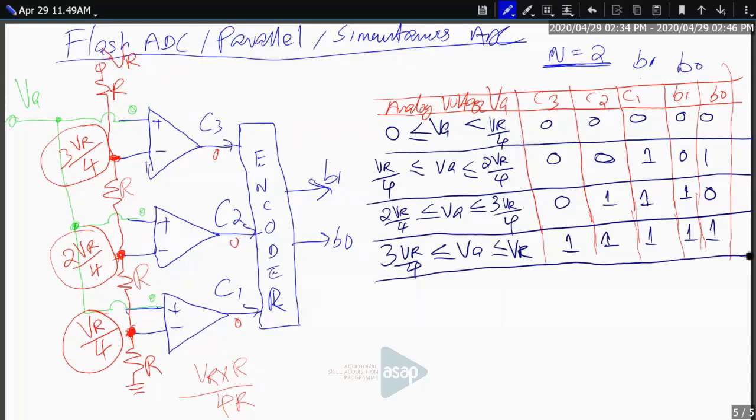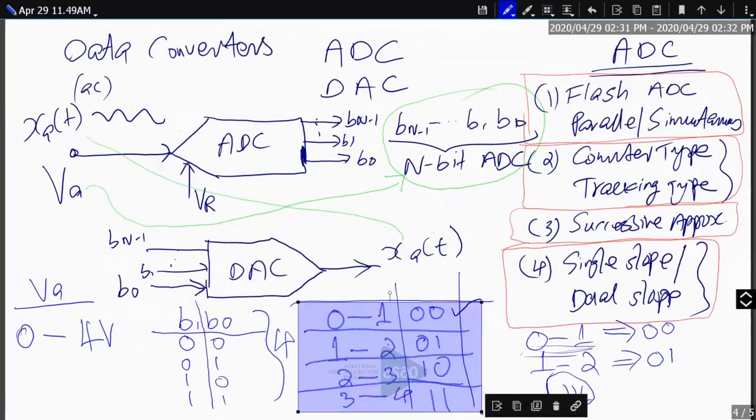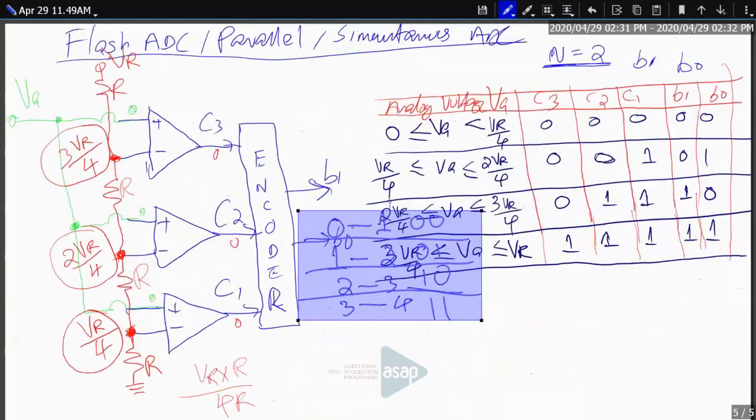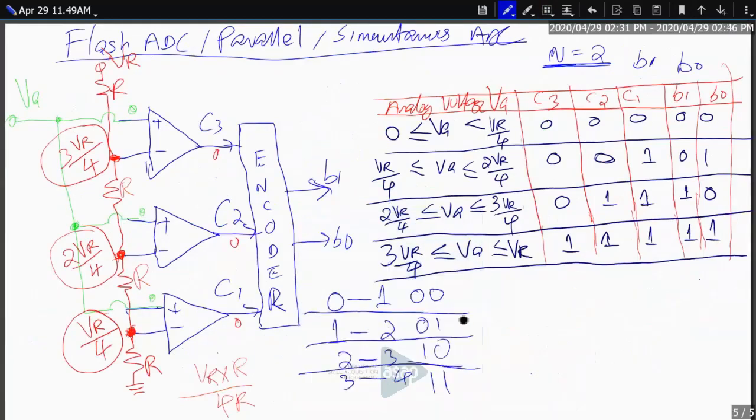Now, if the magnitude of the applied voltage is greater than 2 VR by 4 but less than or equal to 3 VR by 4, then comparators 1 and 2 will switch, because comparator 1 is already switched since the voltage is larger than VR by 4. Since it is also larger than 2 VR by 4, 0, 1, 1 will be the result, and that is called 1, 0.